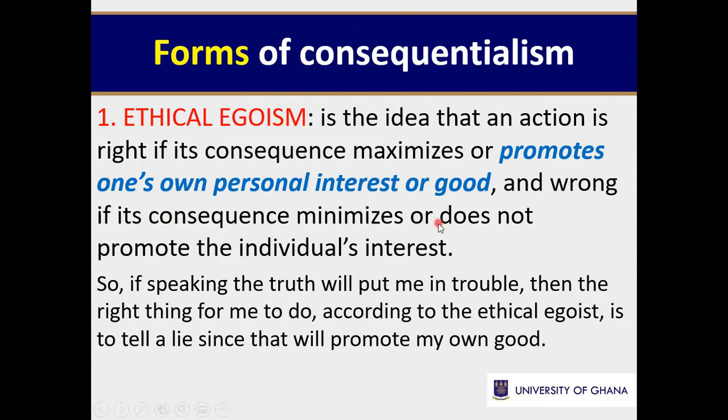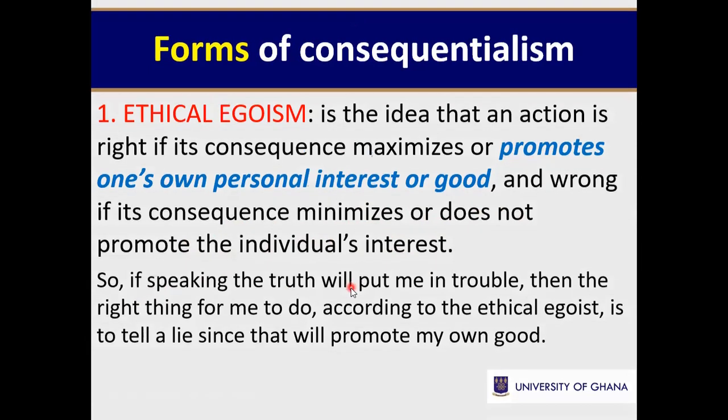consequentialist theory of ethics. The opposite also holds that an action is wrong if its consequence minimizes or does not promote the individual's interest. So if speaking the truth will put me in trouble, then the ethical egoist says the right thing for me to do is to tell a lie.